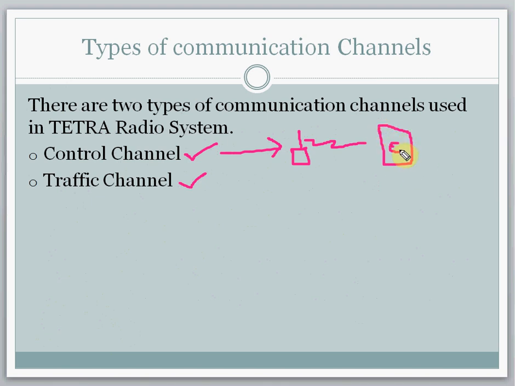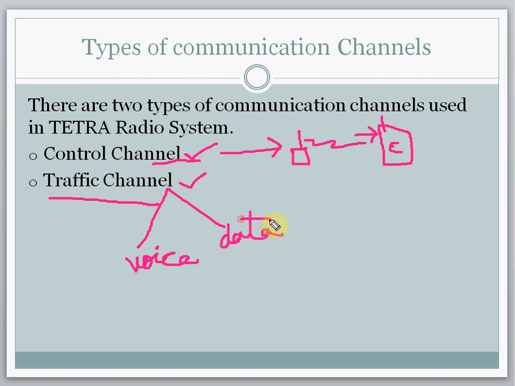Here we will have the controller. So he is sending the request using one resource, and this channel is responsible for that. The other channel we have is the traffic channel. This traffic channel can be of two types: one is the voice channel and the other is the data channel. Voice and data, because in TETRA we have both voice and data. So the traffic channel is nothing but the voice and data channel.